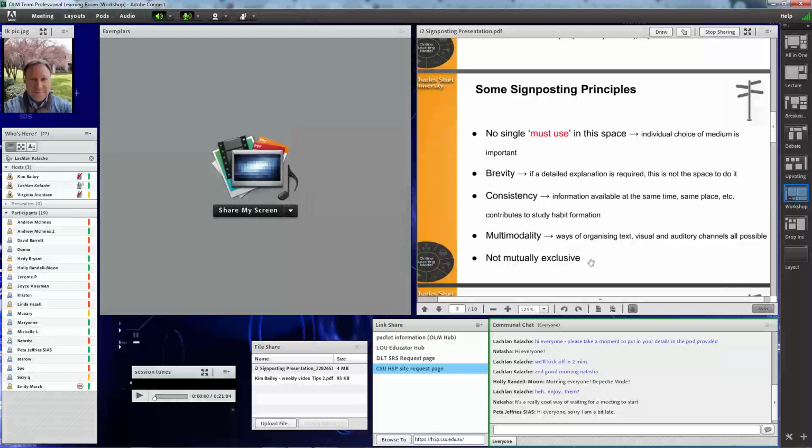And certainly this is the same as the first point really. None of these are mutually exclusive. You can find ways that these techniques will tie into each other, or to the ways that you already use to signpost your subjects, such as the announcements tool.